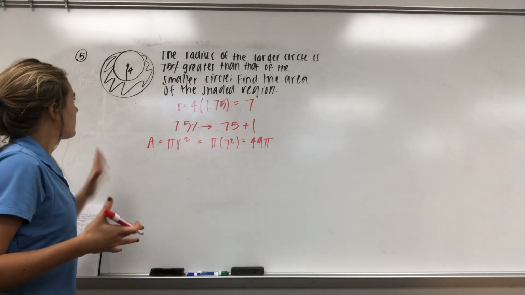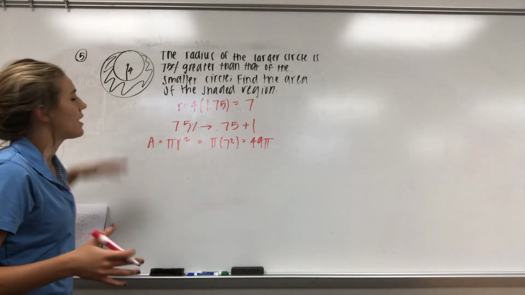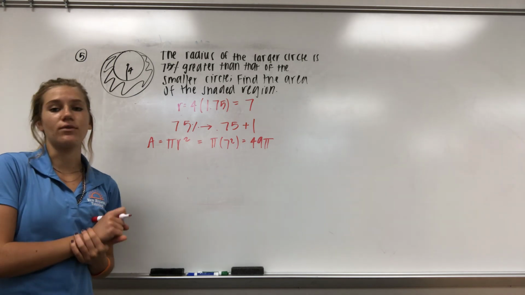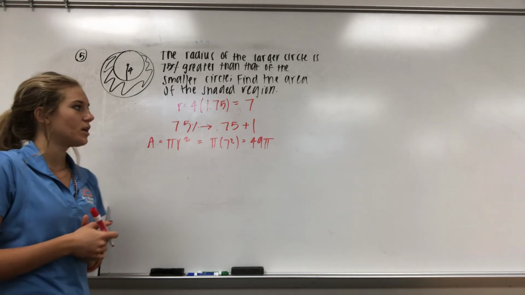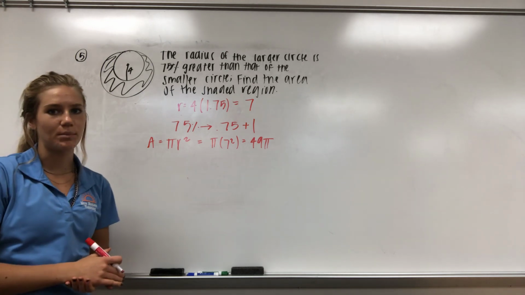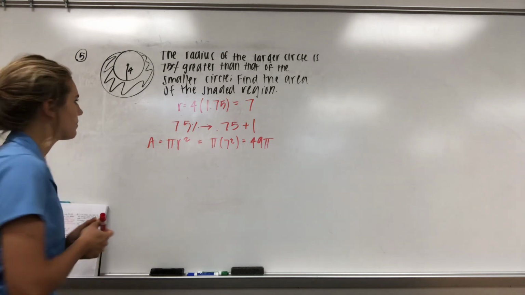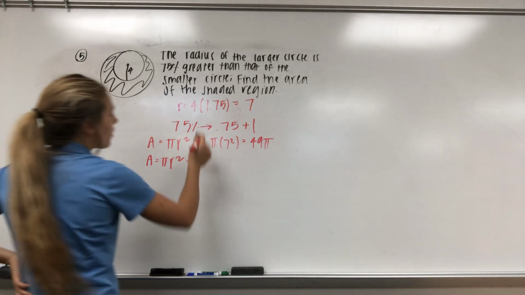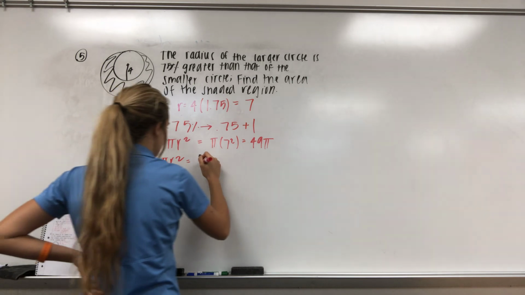If we look at it, the area of that shaded region is the area of the entire circle minus the area of the small circle, right? So now we just need to find the area of the small circle, subtract the two numbers, and we're going to get our answer. So again, A is equal to pi r squared. Now we know our radius is 4. It already told us that.